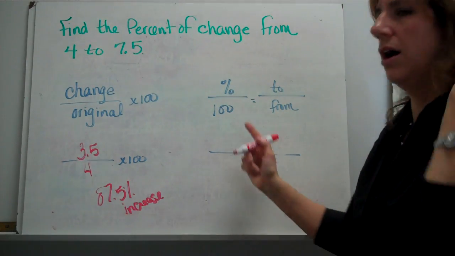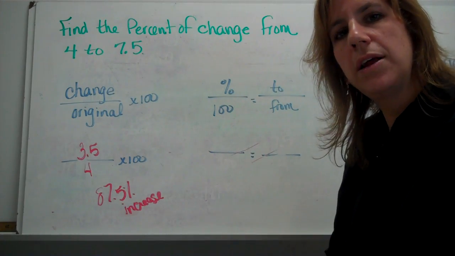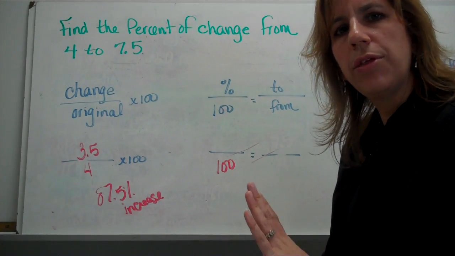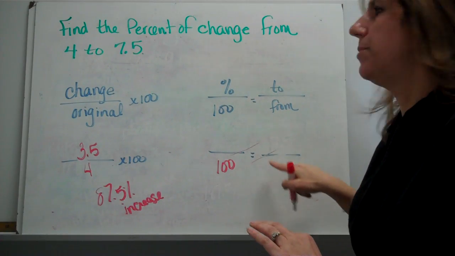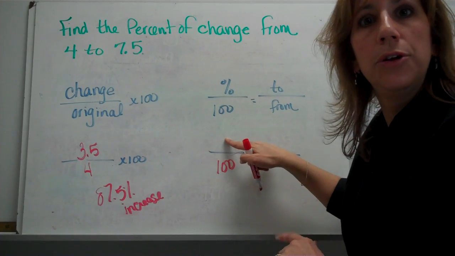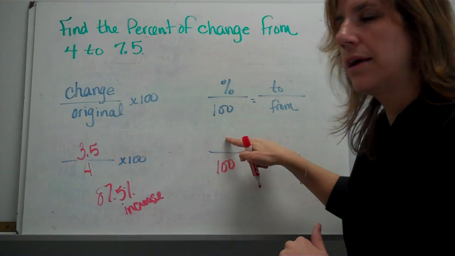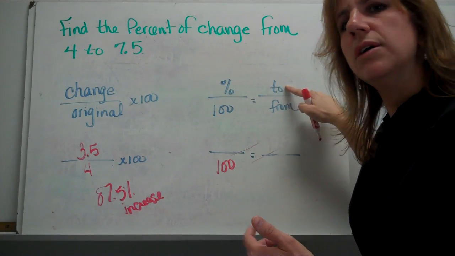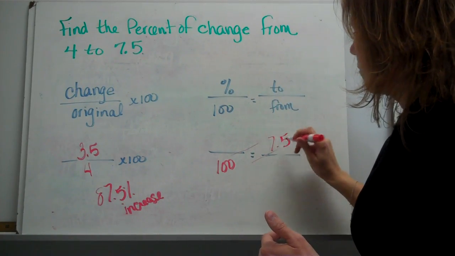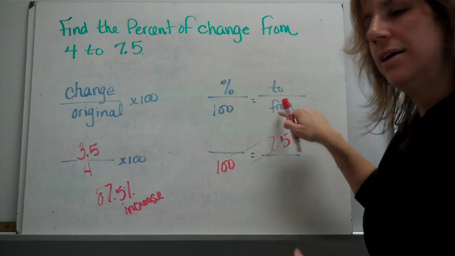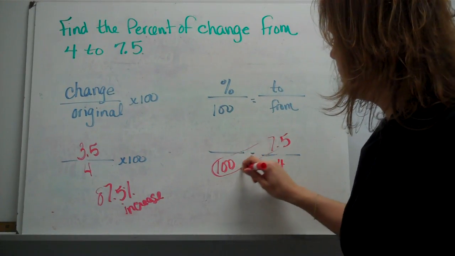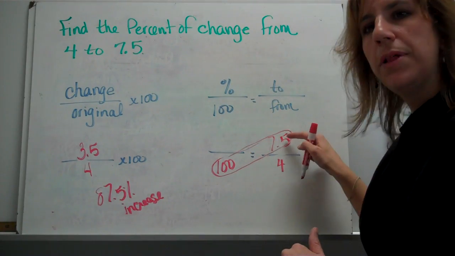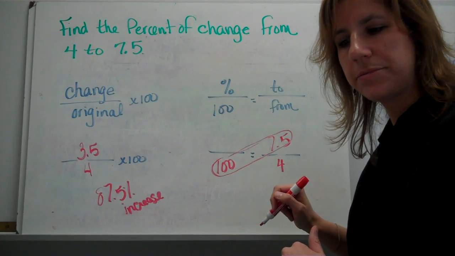Let's try this one. All right, write down your formula. Let's fill in the numbers we know. We know that 100 will always go here, no matter what. These other 3 spots, can we fill them in? Do we know the percent? No, that's what we're looking for, so that needs to stay blank. All right, the 2 number, where did it finally end at? Ended at 7.5, and where did it start? From 4. All right, remember how to solve a proportion? Cross multiply and divide. Cross multiply, divide by 4.